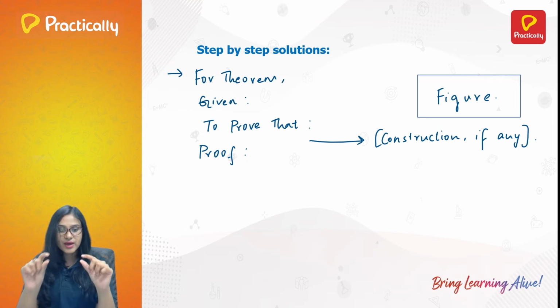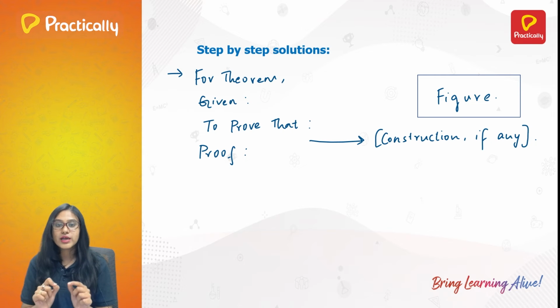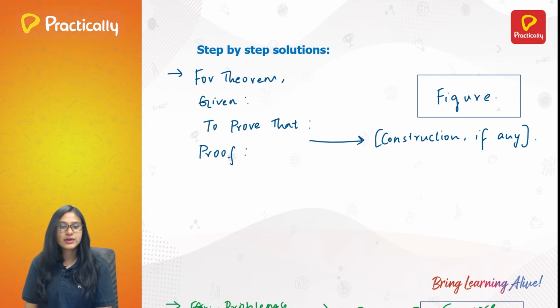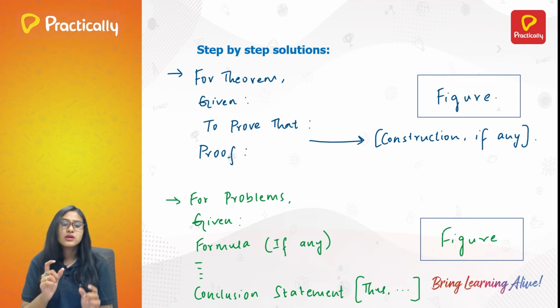Theorem, given, what is given, what do you have to prove? That is to prove that, and proof. And in the middle, if there is any construction, you have to also mention that. And at the end of the theorem, after the proof, what would you write? Our most favorite statement in mathematics, hence proved. Okay. And do not forget to draw the figure. Alright. Next, for problems. When there is a problem, again, you have to definitely write what is given.